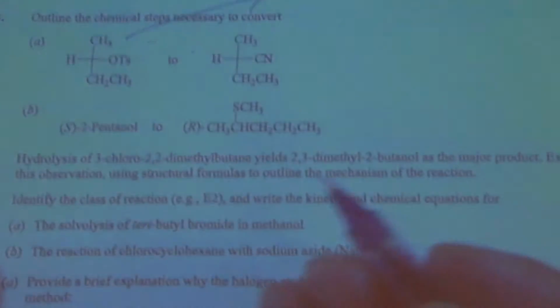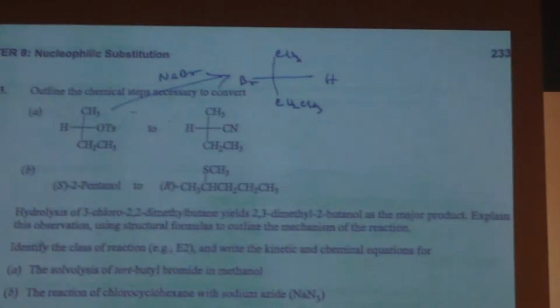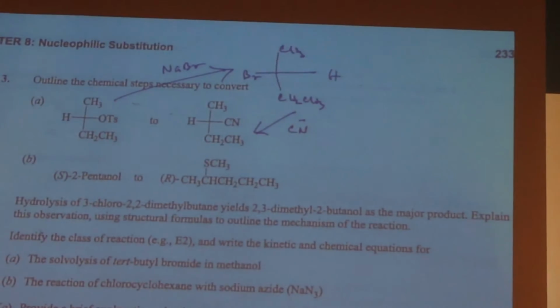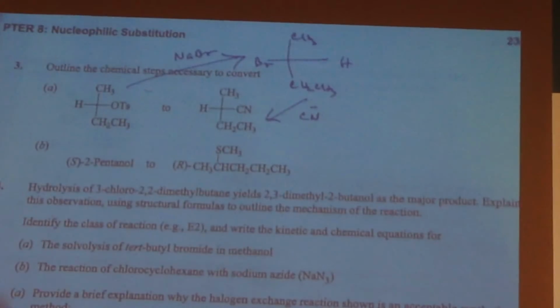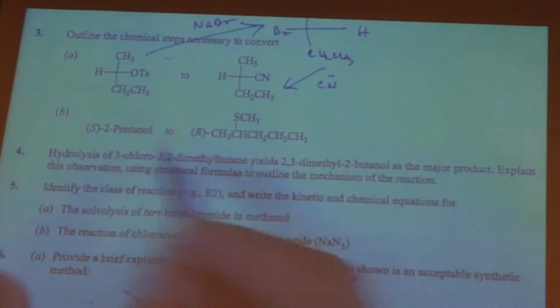So initially, if you start from this one, let's convert it to another one. So we use, let's say, a bromide, NaBr. That would cause an inversion of configuration. And then we use the cyanide to do a second inversion, giving you the same retention of configuration. S-2-pentanol to R, this one.